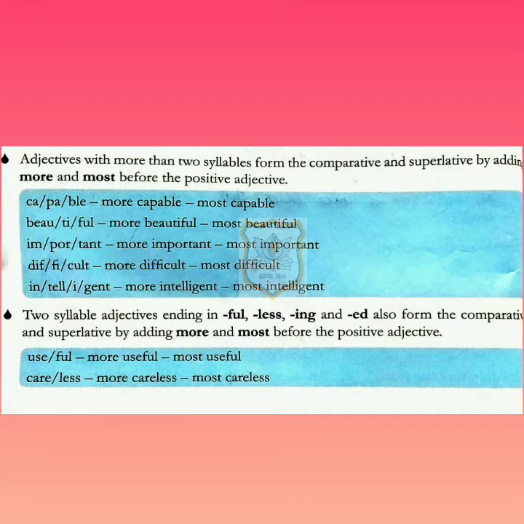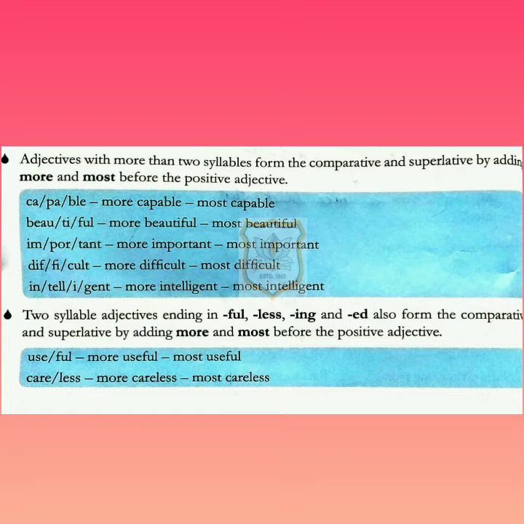Next is adjectives with more than two syllables form the comparative and superlative by adding more and most before the positive adjective. So here the adjectives which are having more than two syllables form the comparative and superlative degree by adding more and most before it, right? More capable becomes most capable. More beautiful, most beautiful. More important, most important. More difficult becomes most difficult. More intelligent, most intelligent.